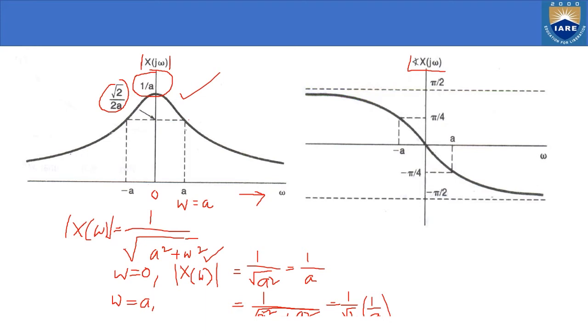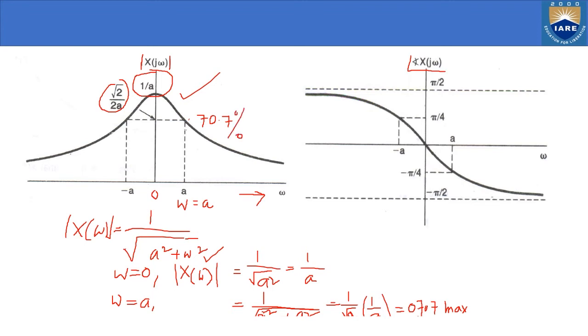So what is the maximum value? 1 by A. 1 by A is the maximum value. So 1 by square root of 2 means this is equal to 0.707 times the maximum value. What is the maximum value? 1 by A. So this is 70% of the maximum value. This is actually 70.7% of the maximum value.